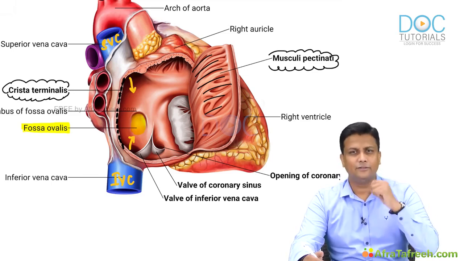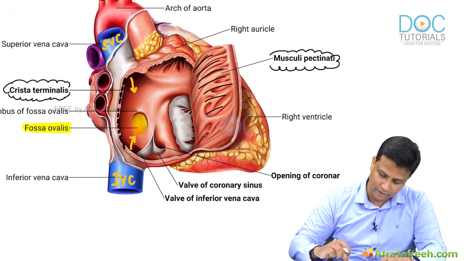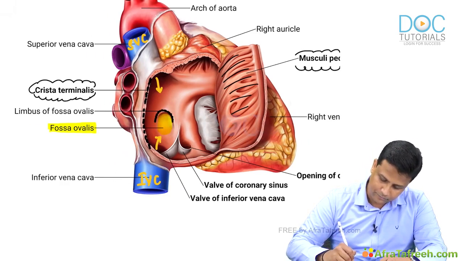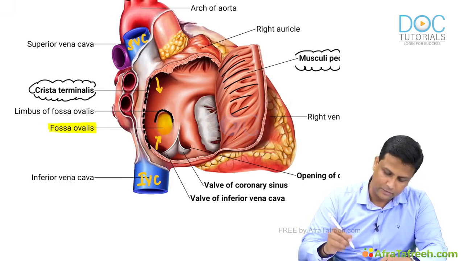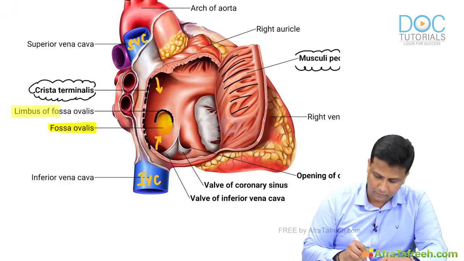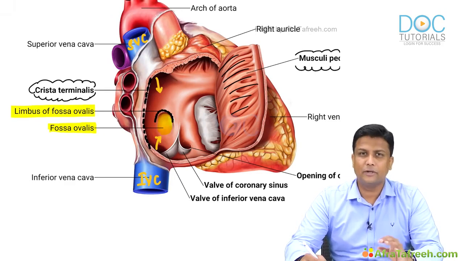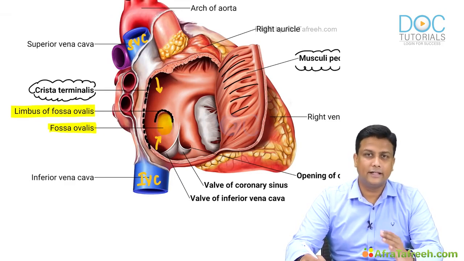Right above the fossa ovalis you will find a margin, known as the margin of fossa ovalis, or also known as the limbus fossa ovalis. You can appreciate that on the interatrial septum.